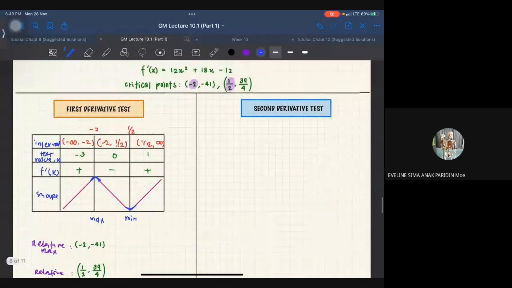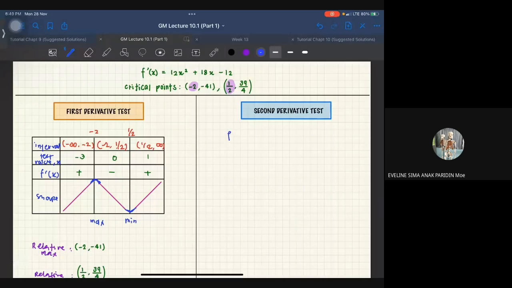From my first derivative above, the second derivative is f double prime x equals 24x plus 18. So this is my second derivative function. What we want to do now is test the values I have by putting them into x, and see whether the value I get is negative or positive.